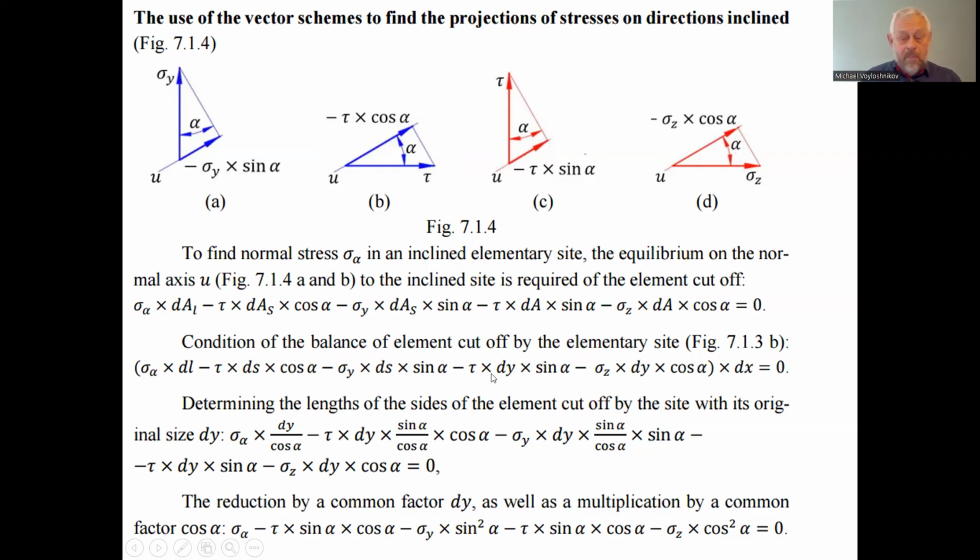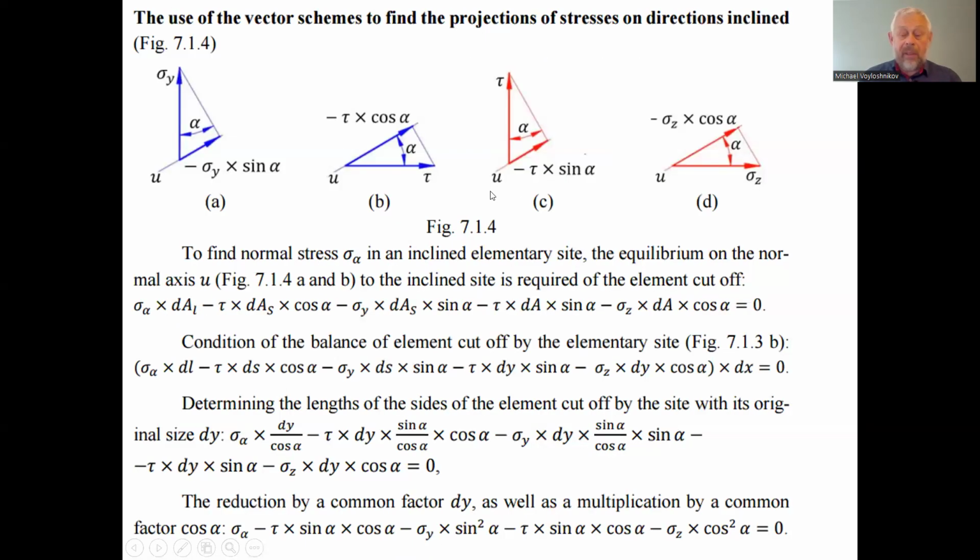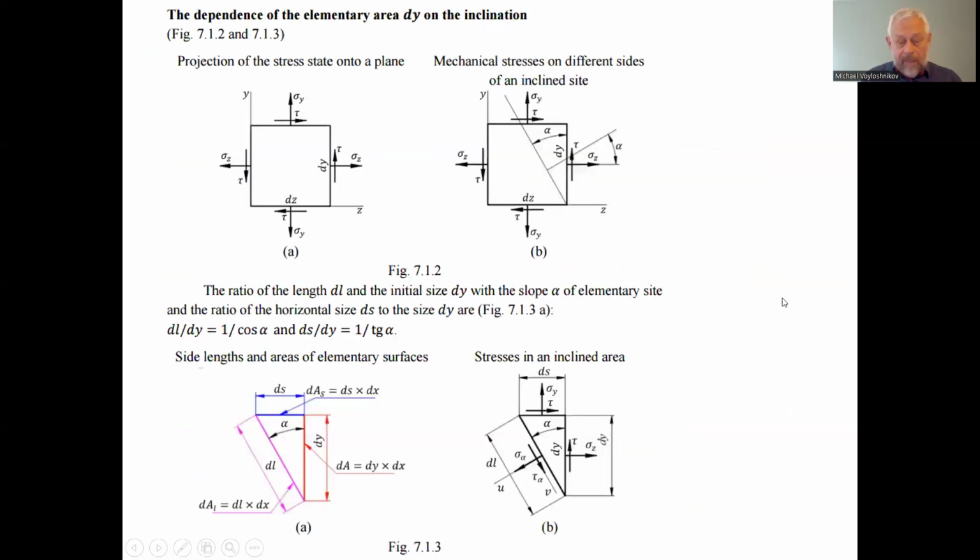So this is tau cosine alpha times dA, the area of the upper side of the cutout part, and sine alpha. This is the result of the projection of the elementary force acting on the upper face of the cutout part on the auxiliary axis u. And this is sigma alpha by dA alpha, the projection of the normal stress acting on the inclined plane of the cutout segment. And these are the projections of the stresses acting on the vertical side, vertical tau and sigma. We have to find the projection of the stresses onto the auxiliary axis u.